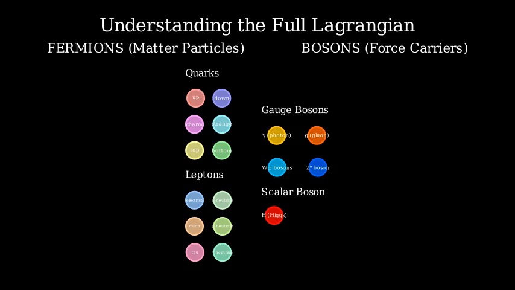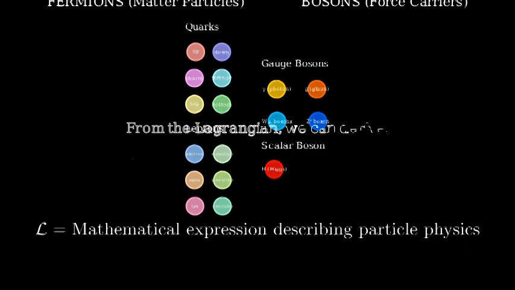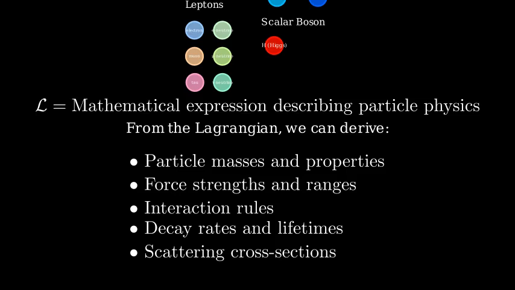All of these particles and their interactions are elegantly described by a single mathematical expression called the Standard Model Lagrangian. The Lagrangian is named after Joseph Louis Lagrange, and it provides a compact way to encode all the physics of the Standard Model. From this mathematical formula, we can calculate everything about particle interactions, from scattering probabilities to decay rates.